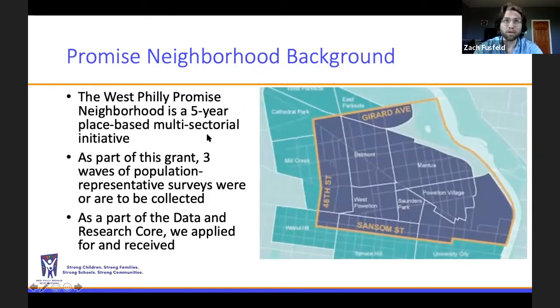So just to provide you with a little bit of background before we dive in, this project was undertaken as part of the West Philly Promise neighborhood, which is a 5-year place-based multi-sectorial initiative funded by the Department of Education, which is designed to create a comprehensive cradle-to-career continuum of support for families and children who live or attend school in the Promise neighborhood.